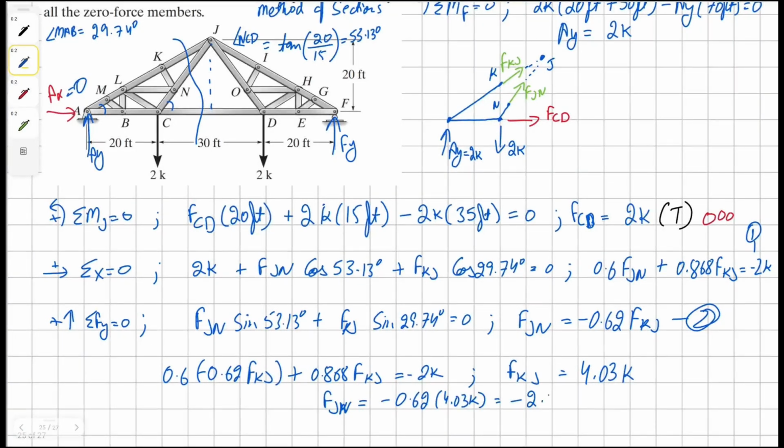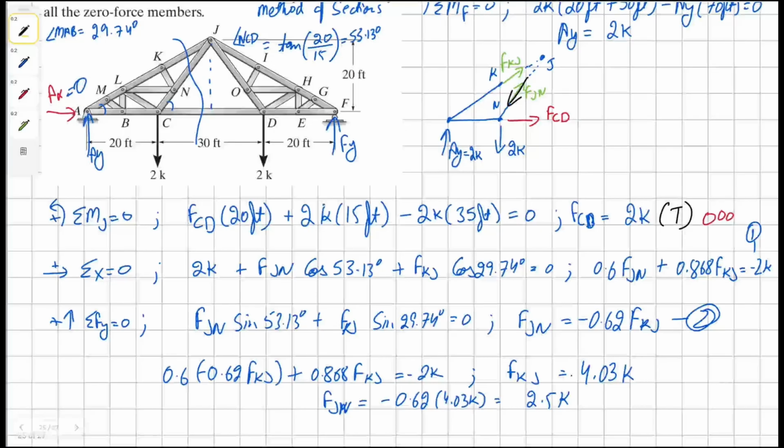negative 2.5K. What this means is we assumed our vector in the wrong direction for force JN. So switching it over gives our solution to be positive, and this also tells us that this member is in, pardon me, it's going to be the other way around, because I just looked, I missed our negative sign for negative 2K in the earlier equation.